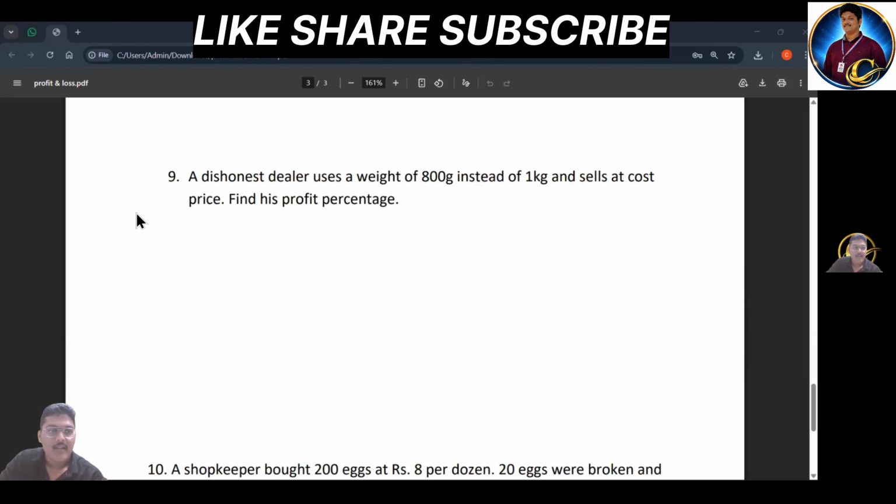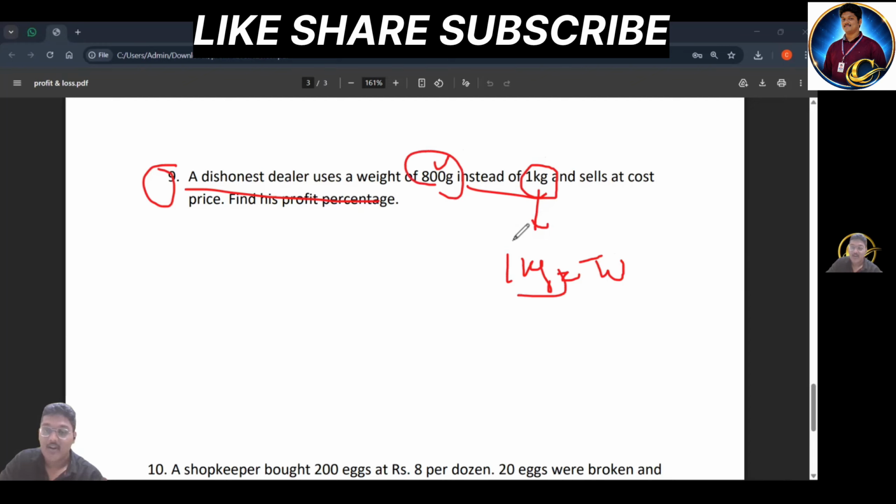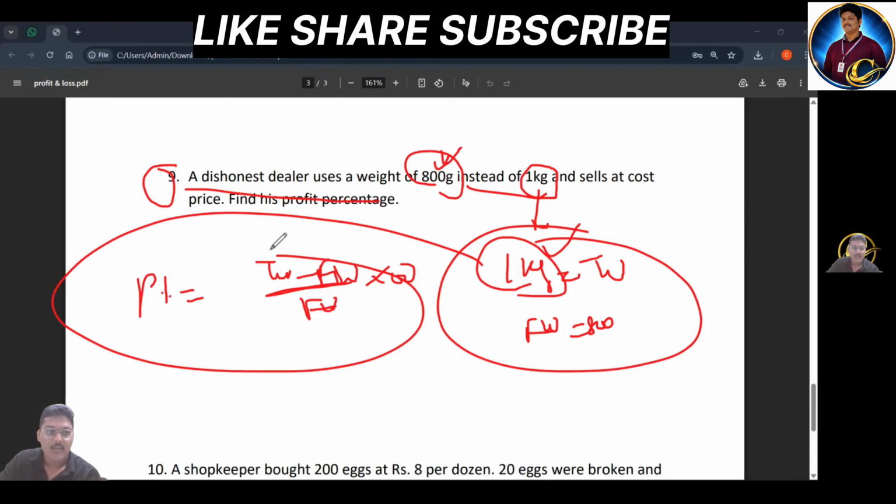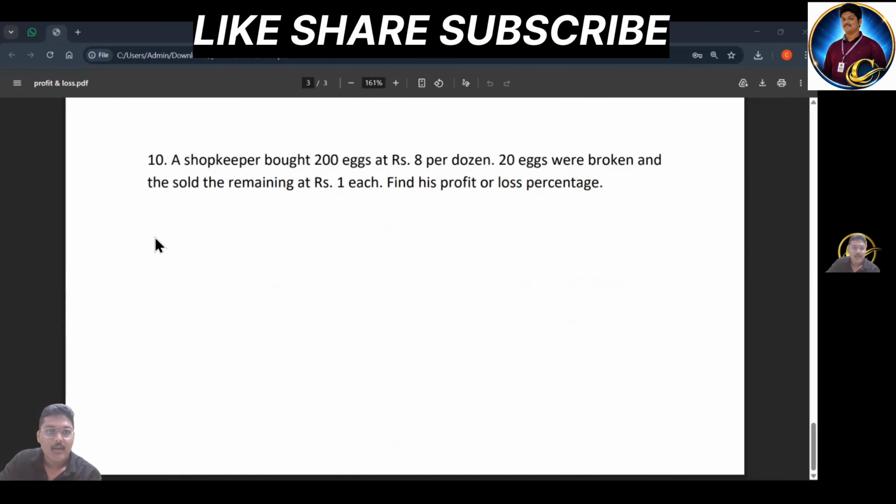Next. See, this is the dishonest dealer question. The dealer uses a weight of 800 grams instead of 1000 grams. See, this is 1 kg, that is the true weight. He is measuring 800 grams instead of 1 kg. Actually, he should measure 1 kg, but he is measuring 800 grams. So the true weight is 1000 and the false weight is 800. The formula is profit percentage is equal to true weight minus false weight by false weight into 100. Perform this, you will get the profit percentage. Next question, a shopkeeper, same, this is the same as the ninth question.